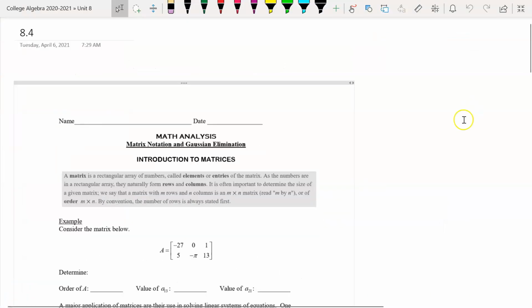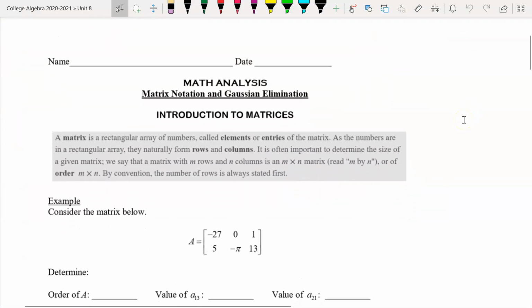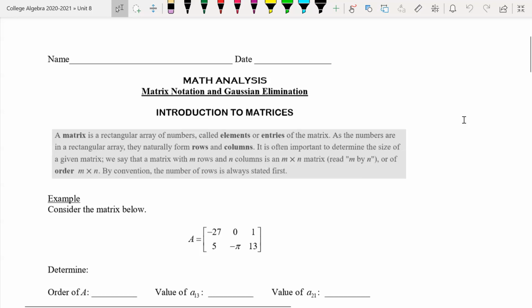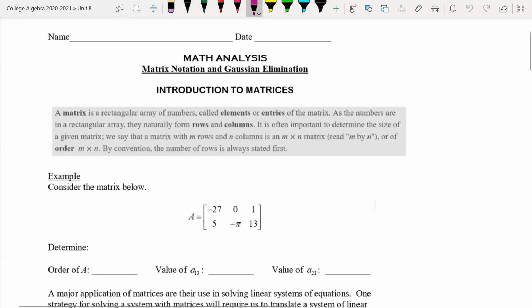Alright, so hopefully the algebra matrices went really well for you guys. So now we have 3 lessons left. This is Introduction to Matrices, kind of a different form of it and why we actually use matrices. We're talking about matrix notation again and Gaussian elimination. So order we've already talked about.